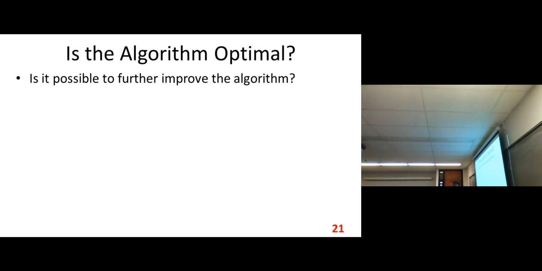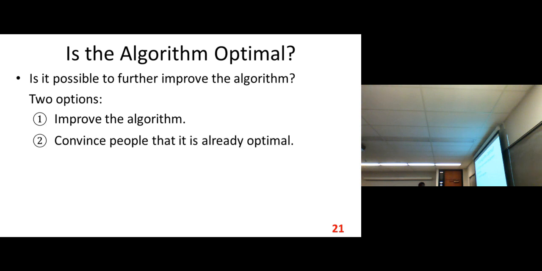Otherwise, we need to consider if it is possible to further improve the algorithm. All right. Two options. First, it's possible. We need to improve. Second, impossible. But in that case, case number two, impossible, already optimal, you need to convince people that it is already optimal.